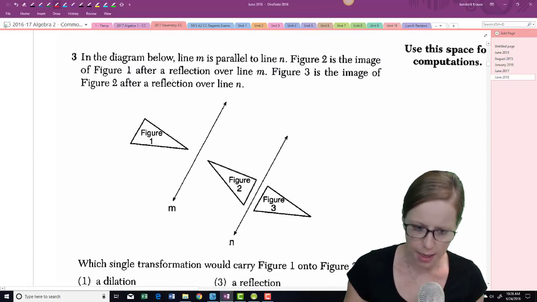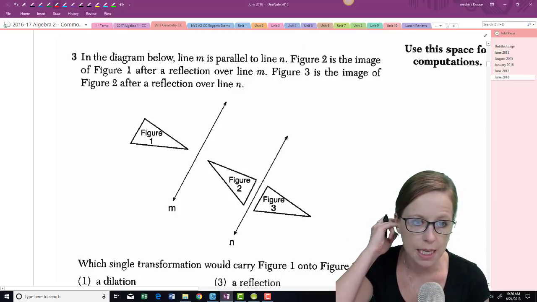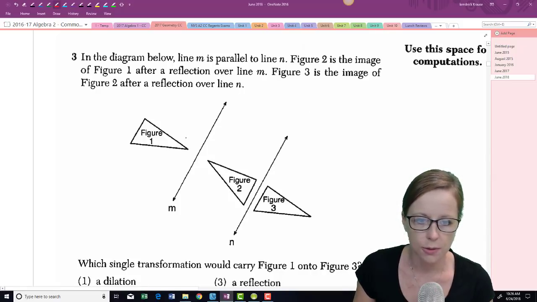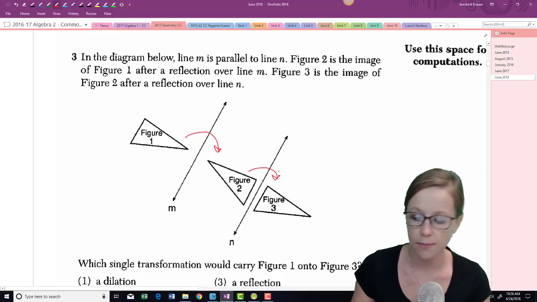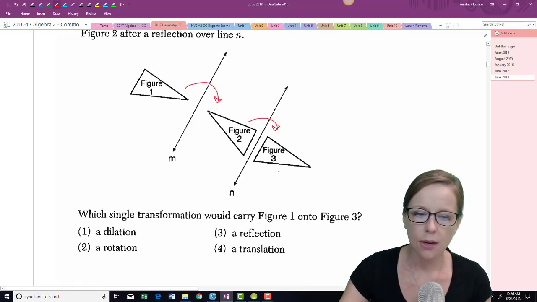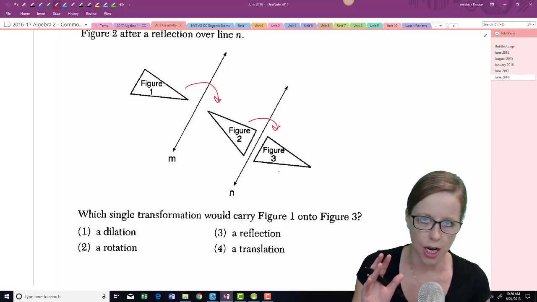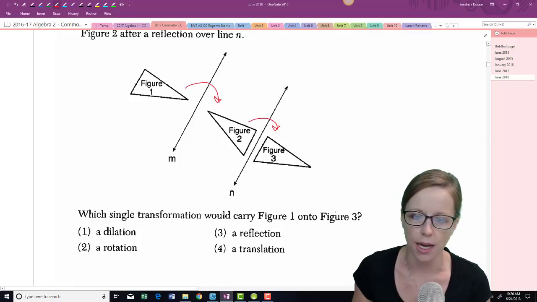All right, so then number 3, in the diagram below, line M is parallel to line N. Figure 2 is the image of figure 1 after a reflection over line M. So this reflected over to here. Fabulous. Figure 3 is the image of figure 2 after reflection over this line, N. Okay, so what has happened? In a reflection, the size doesn't change, the orientation can change. So if you look at this, it says, which single transformation would carry figure 1 onto figure 3?